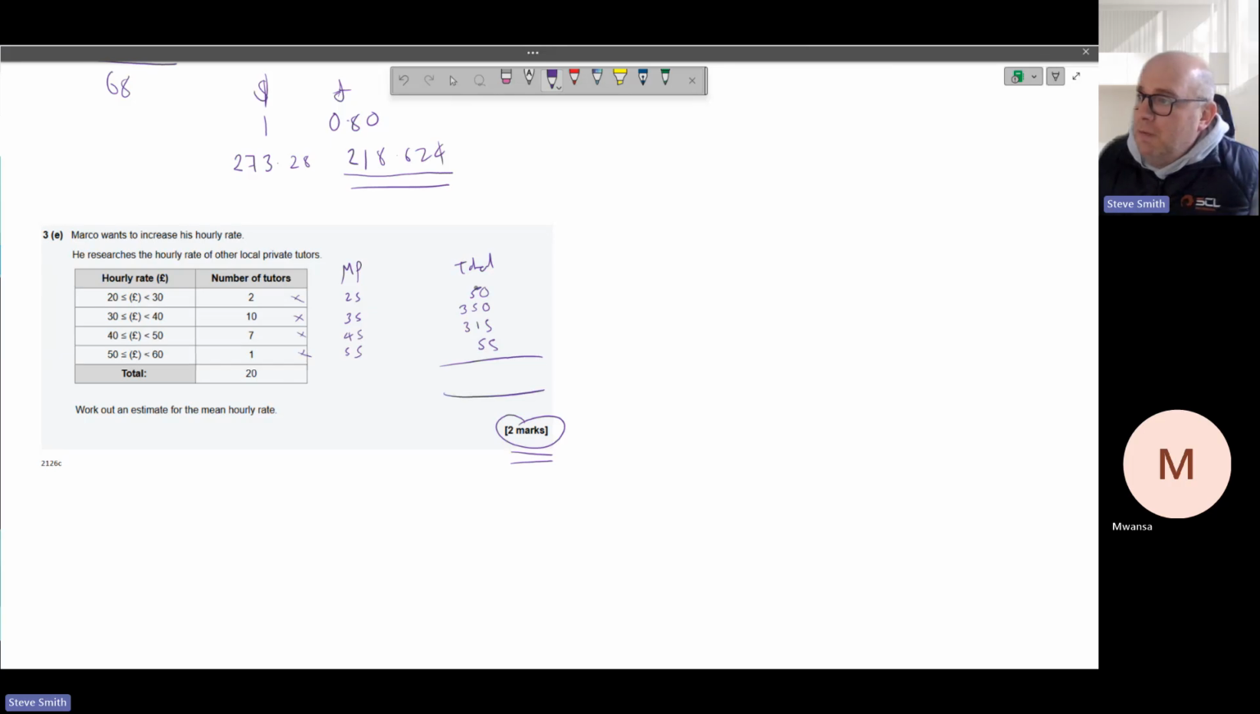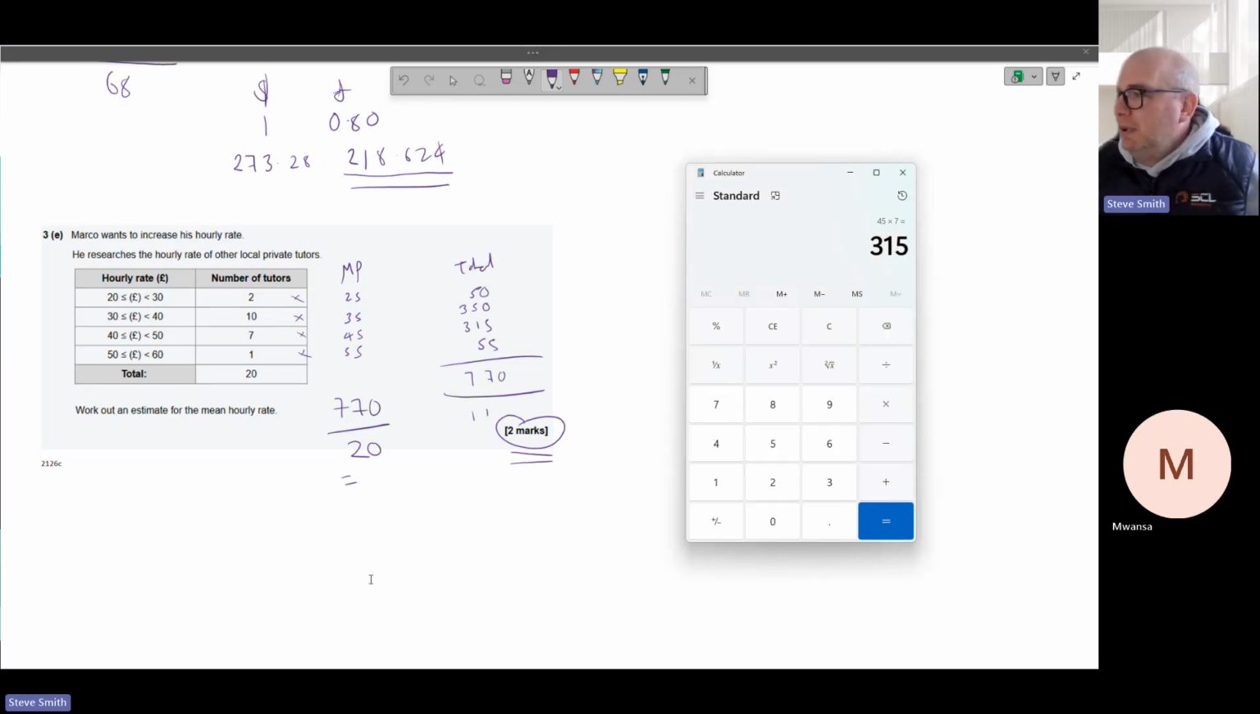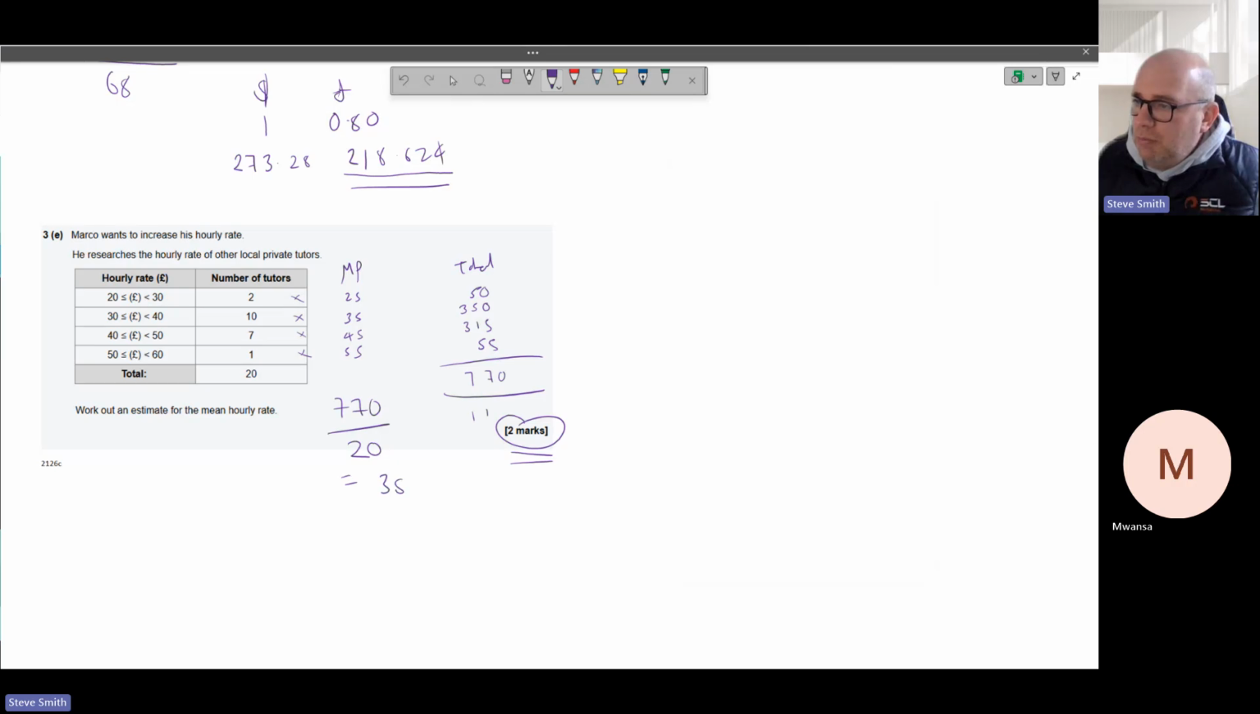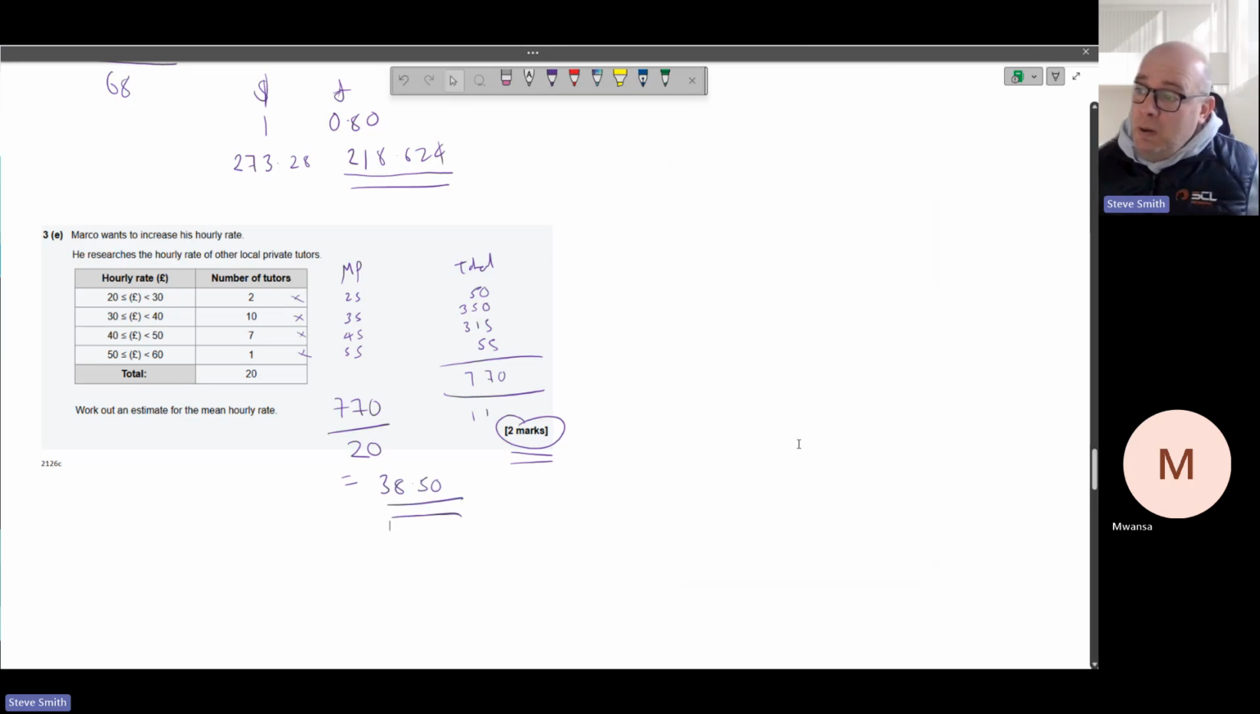Add them all up. We've got 770 as our total. We divide it by 20 for our estimated hourly rate of staff. 770 divided by 20, and that's 38.50. Hourly rate, £38.50. And that's your mean estimate of hourly rate.